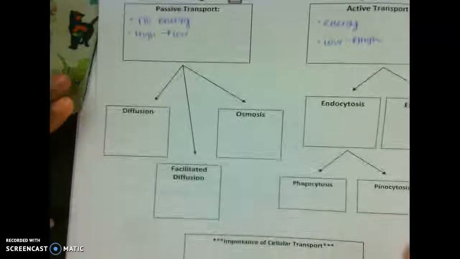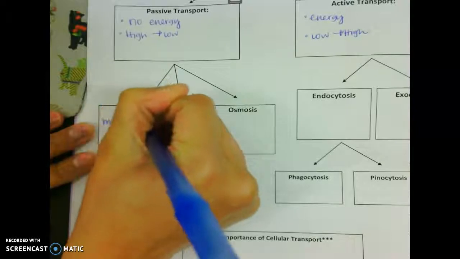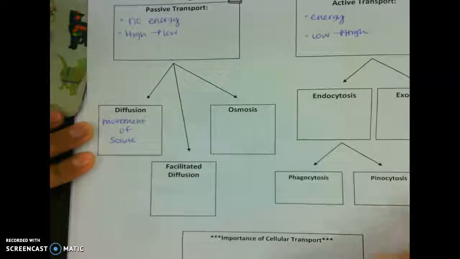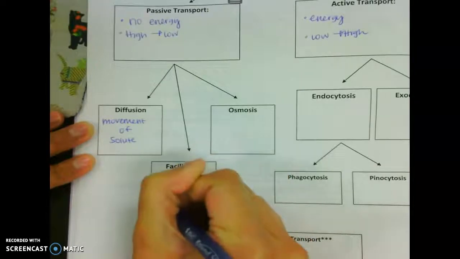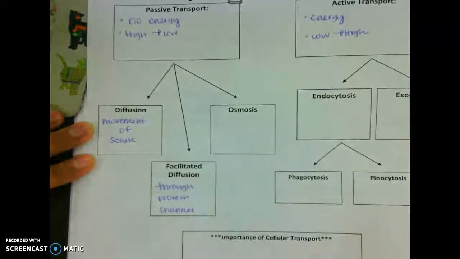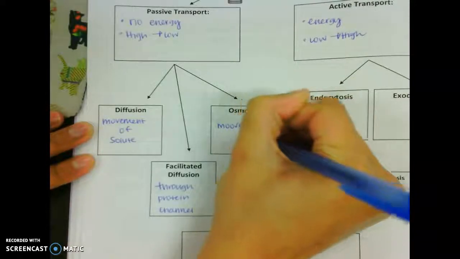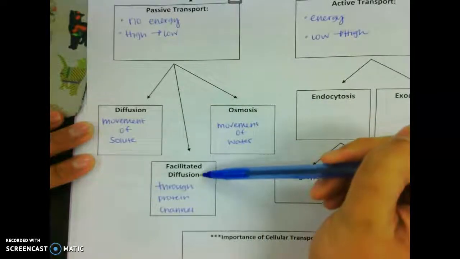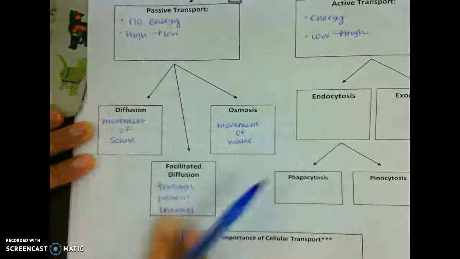Within passive transport, we have 3 different types. Diffusion is the movement of solute. Facilitated diffusion is the movement of solute through a protein channel, and osmosis is the movement of water. All 3 of these are examples of passive transport, so they're all going to require no energy, and we're always moving from high to low.